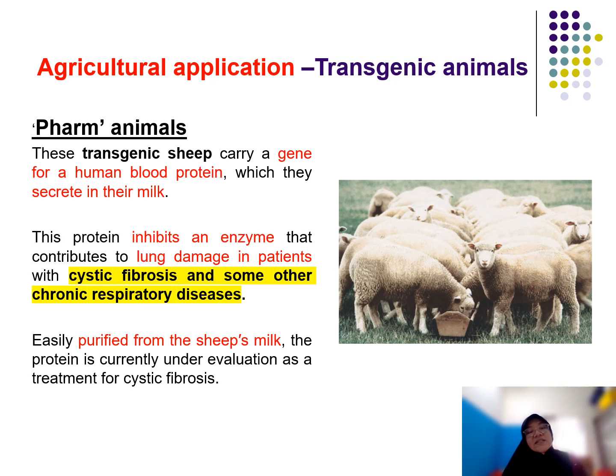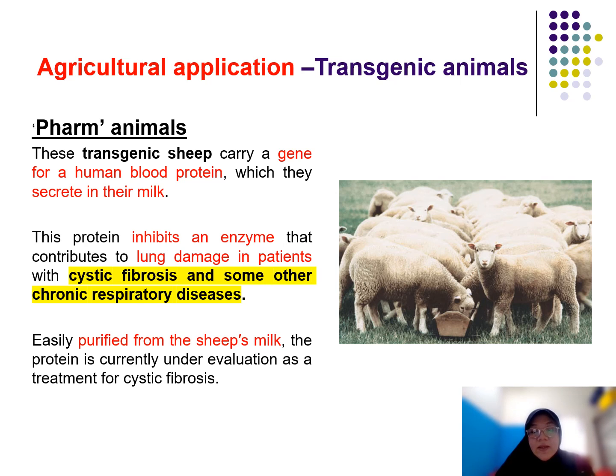This transgenic sheep, for example, carries a gene for a human blood protein. This gene can produce a good protein in its milk. In the milk, it will produce a protein that helps inhibit an enzyme that can cause lung damage in patients. So the patient has cystic fibrosis, which usually infects the human respiratory tract.